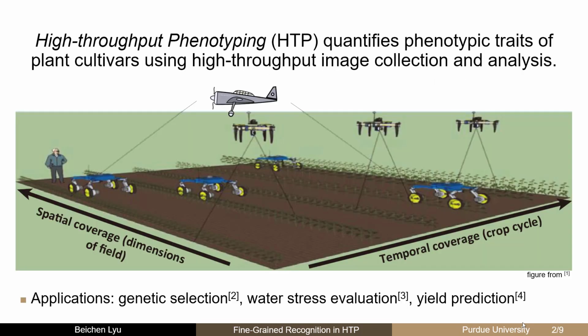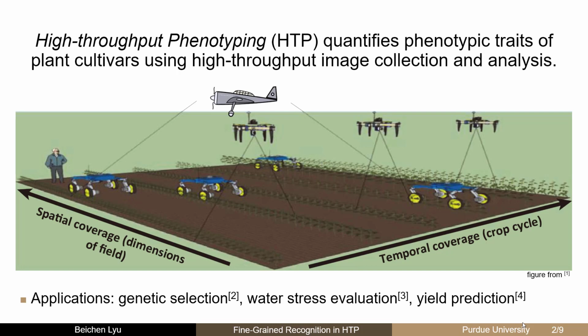First, what is high-throughput phenotyping? It quantifies phenotypic traits of individual plant cultivars by using high-throughput image collection and analysis. Like in the figure below, researchers can plant crop plots in the field, outdoor, or individual plant cultivars indoor. We can also use different imaging devices, like the mobile ground platforms, drones, and even aircrafts.